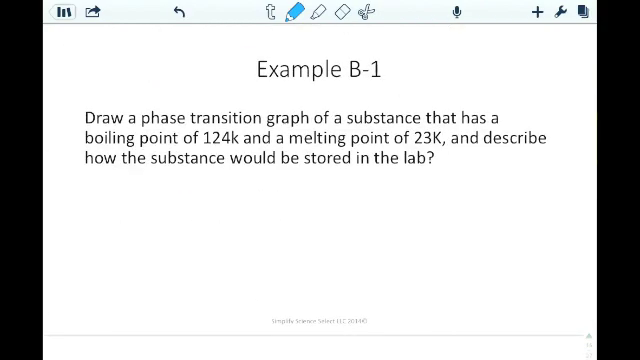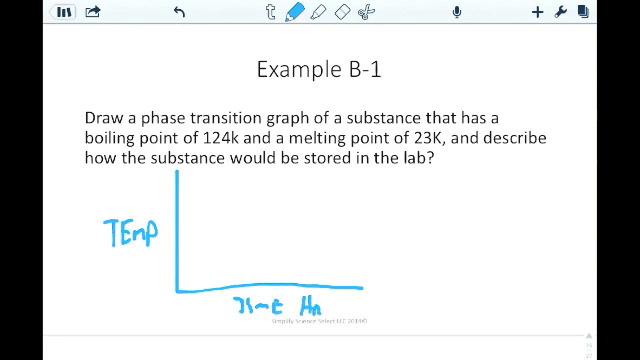Okay, so let's jump into our example B1. What we see here is: draw a phase transition graph of a substance that has a boiling point of 124 Kelvin and a melting point of 23 Kelvin, and describe how the substance would be stored in the lab. So when we're looking at this, the phase transition graph, we have our temp over here, our time and heat input. This would be our heat input.